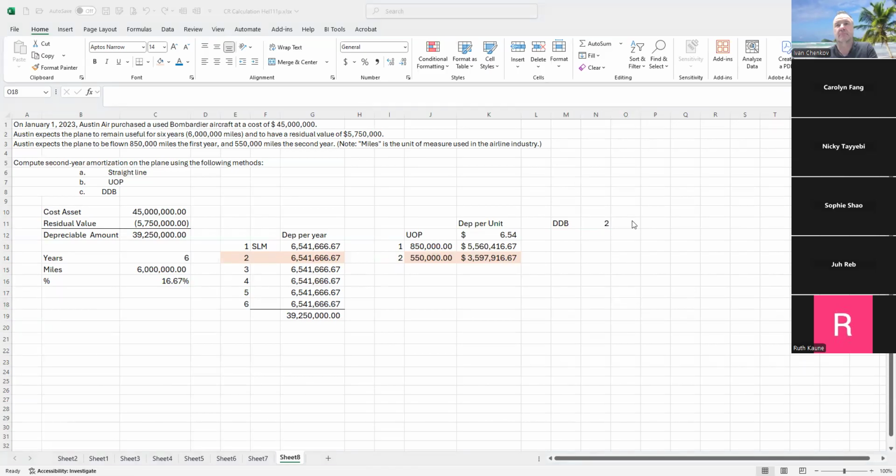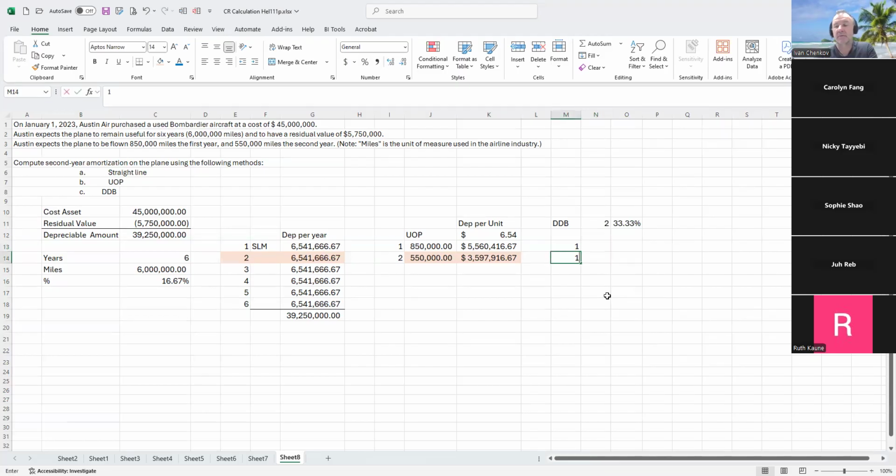16.67 times 2. 2 times 16.67%, and it's going to be 33.33%. So year one, year two. How much will be my depreciation in year one? What will be my starting point now? 45 million. That will be 45 million.